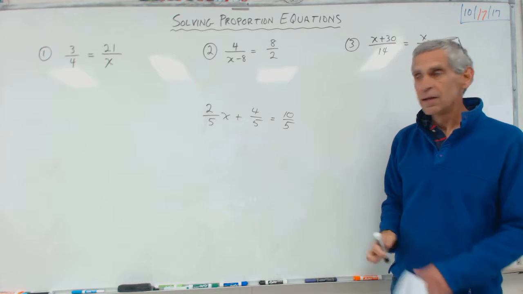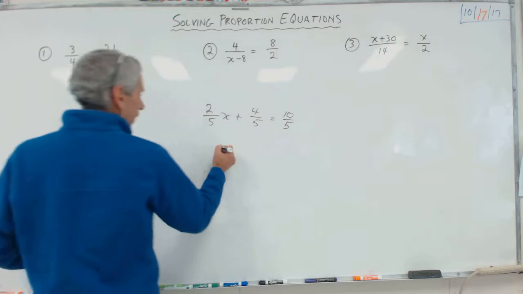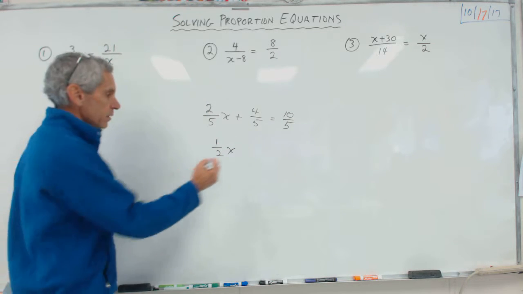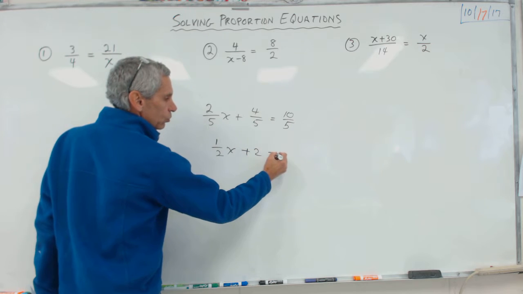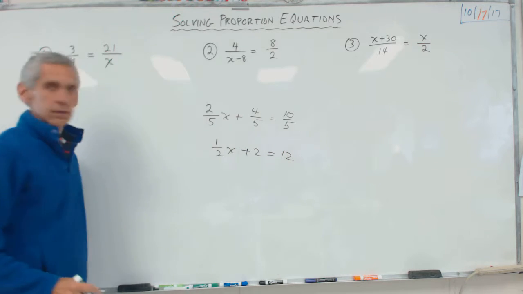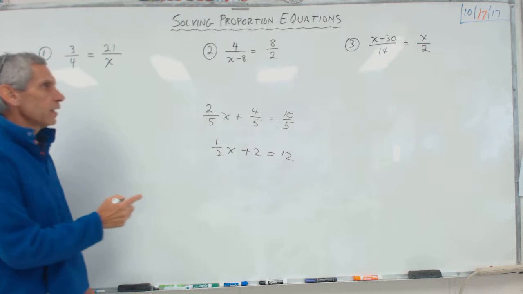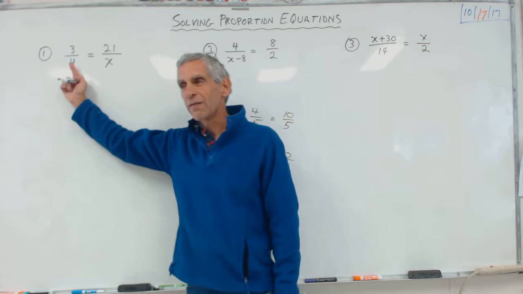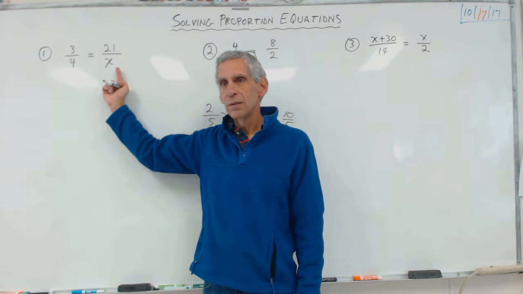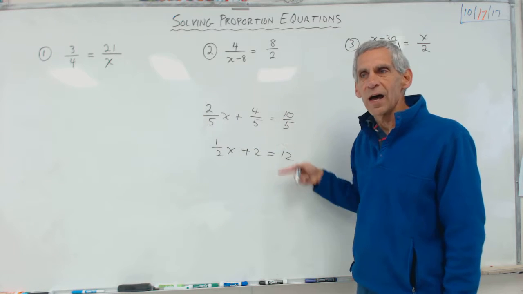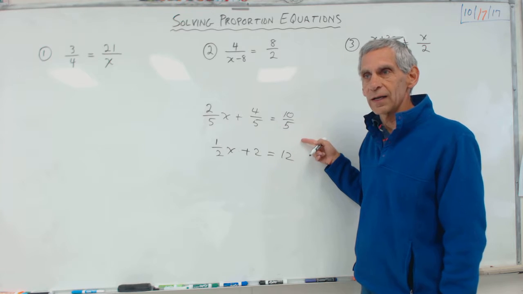I could write this too, like 1/2 x plus 2 is equal to 12. That's not a proportion either, is it? A proportion is only a fraction equaling a fraction. These are examples of things that are not proportions.